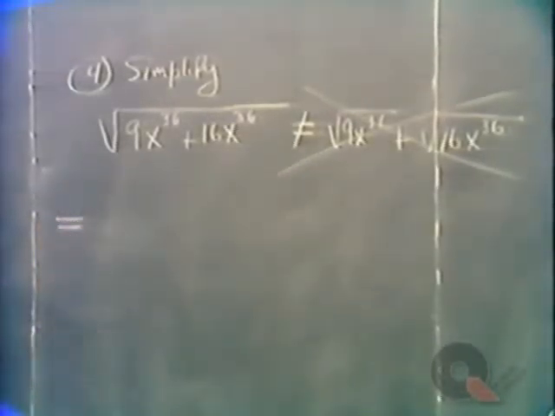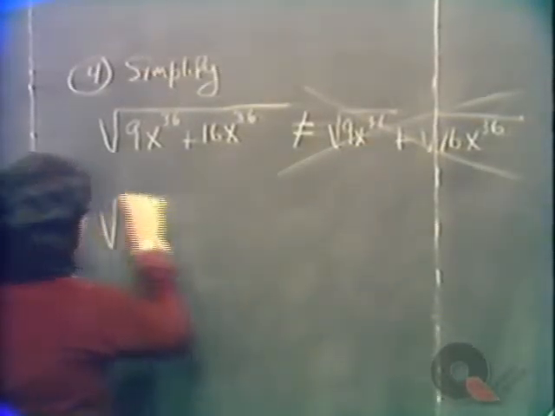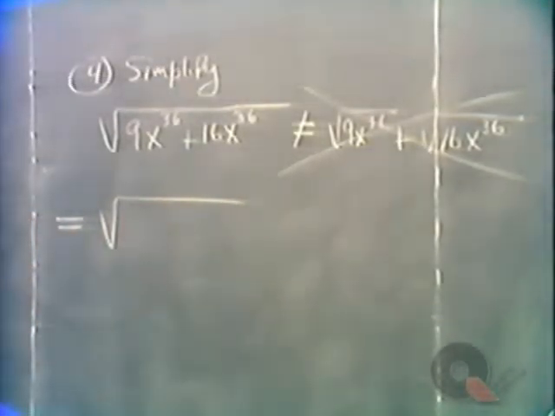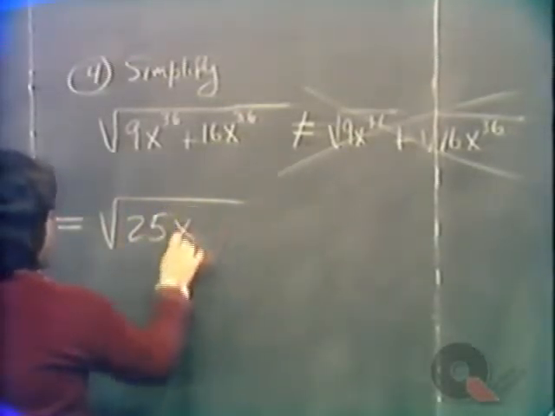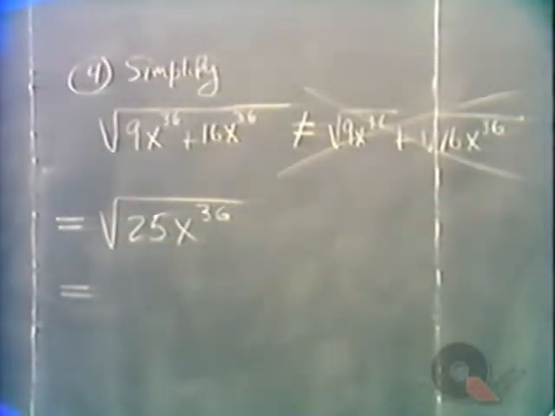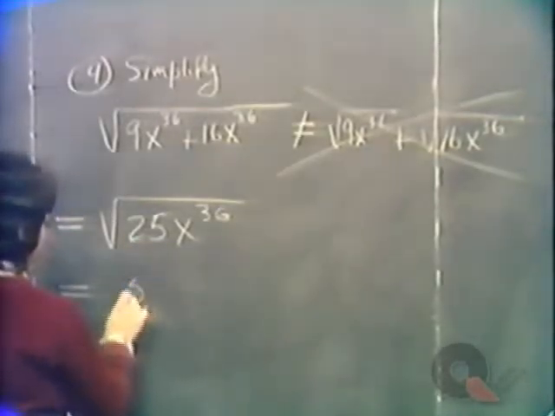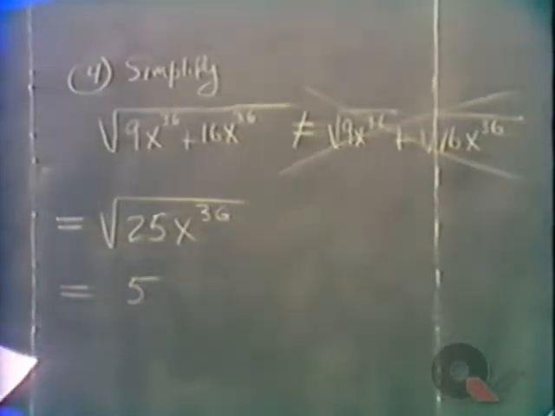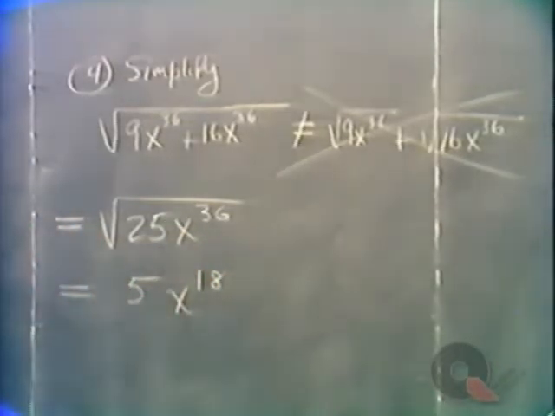The proper way to do this is to combine the like terms. We have 9x to the 36th and 16x to the 36th. That gives us 25x to the 36th. And this, it turns out, is a perfect square. We can take the square root. Now be careful here. It's the square root of 25, which is 5. The square root of x to the 36th, it's x to the 18th. It is not x to the 6th.